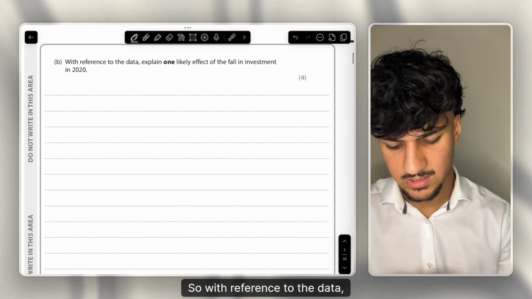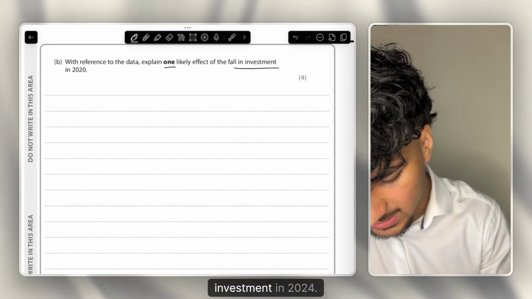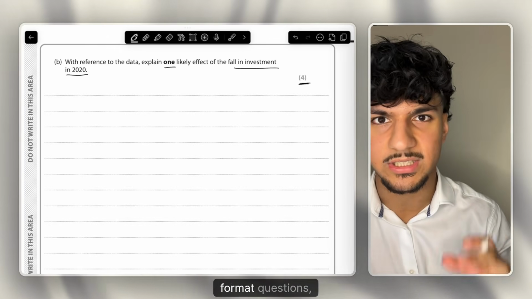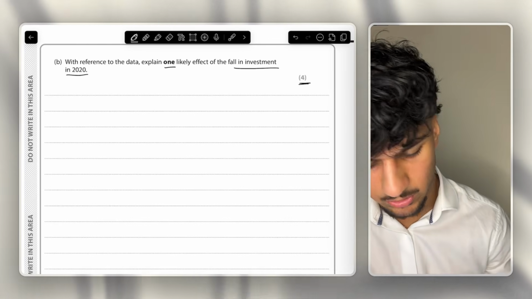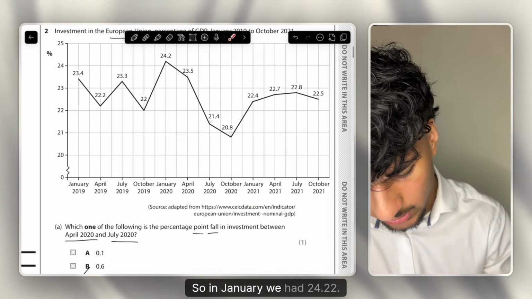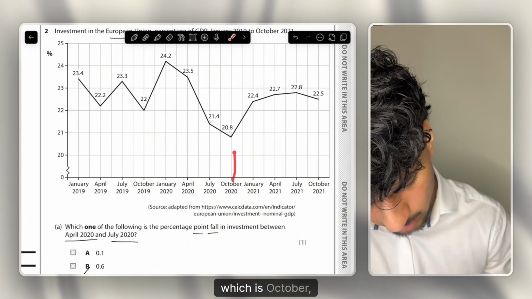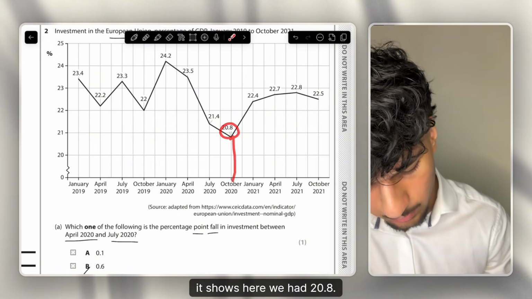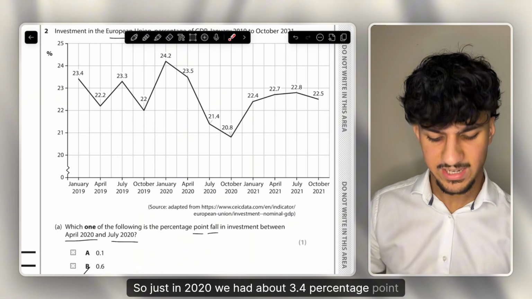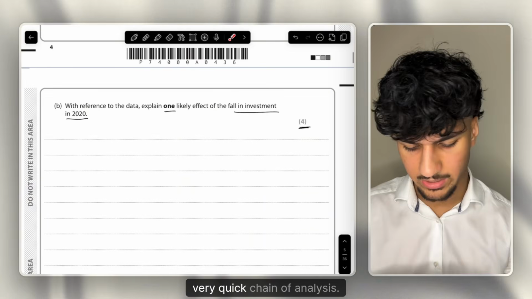So with reference to the data, explain one likely effect of the fall in investment in 2020. 4-mark question. So the first thing that I always think about with 4-mark questions, remember your application mark. So let's see the fall of investment in 2020. In January we had 24.2, and by the end of 2020, which is October, we had 20.8. So just in 2020 we had about a 3.4 percentage point decrease in investment, and of course this is a very simple, very quick chain of analysis.